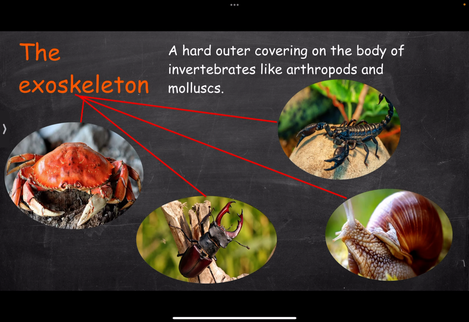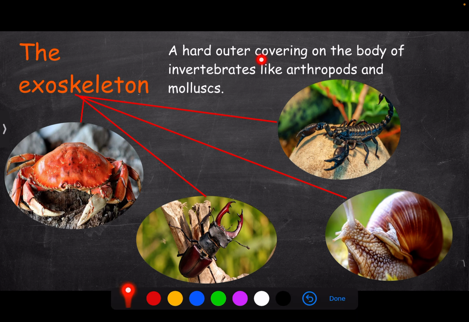Okay, so the exoskeleton is the first one we'll be looking at, and the exoskeleton is a hard outer covering on the body of invertebrates. Like arthropods, which are animals with segmented parts, and mollusks, which are squishy animals with shells. Here is a typical arthropod, known as a crustacean. It belongs to the subgroup crustacean because of its 10 legs.